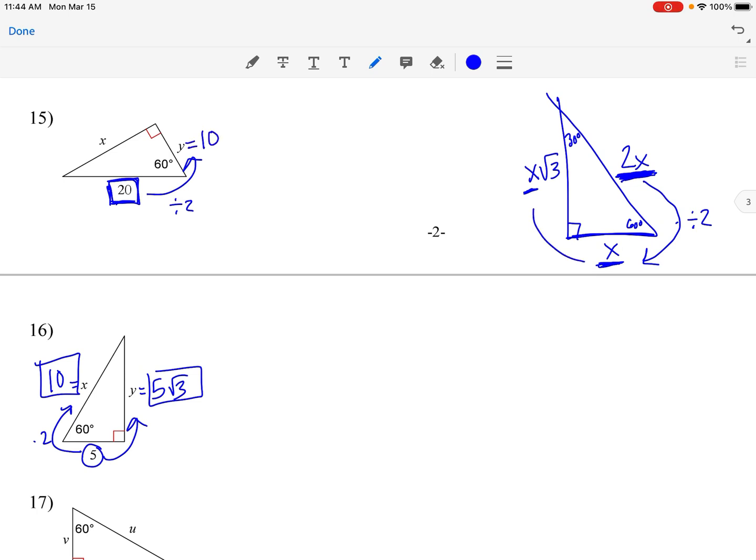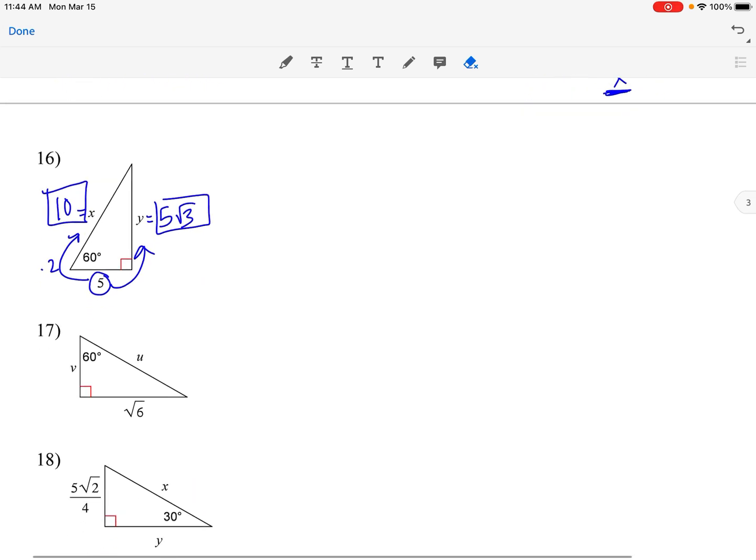Now we have the short leg, so we can just go in our regular direction from the short leg to the long leg, which is to multiply by the square root of 3. So going this way, all I have to do is times by the square root of 3. So I have 10 times the square root of 3, and that is my x value. So you just have to go back and forth. Remember how to go back and forth between short leg, long leg, and the hypotenuse. Let's try one more.